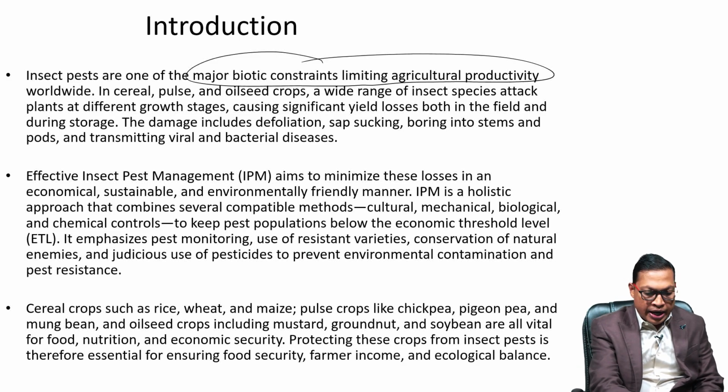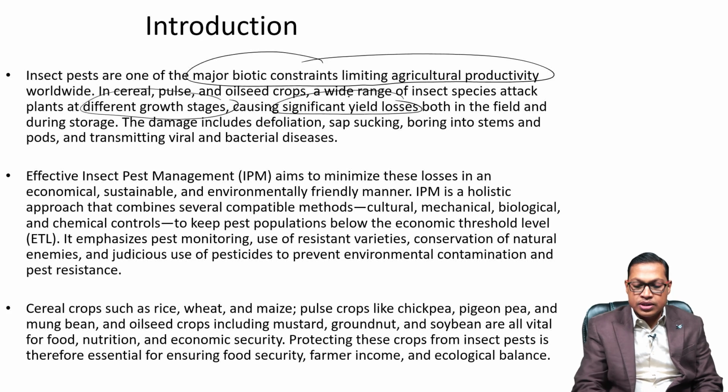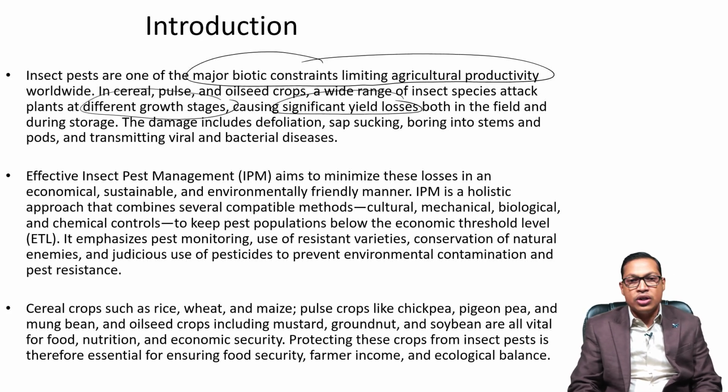At different growth stages they cause significant yield losses, both in the field and during storage. Whenever we finish our harvesting process, we get the fresh grain yield, and once we go for storing these grains, there might be some storage losses. So there are different causes by which insect pests damage our crops and our grains.